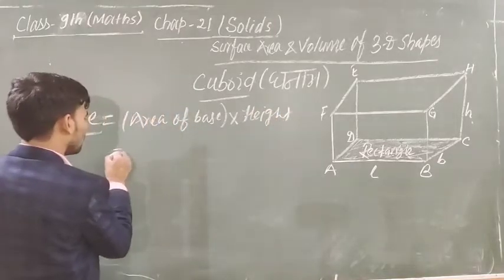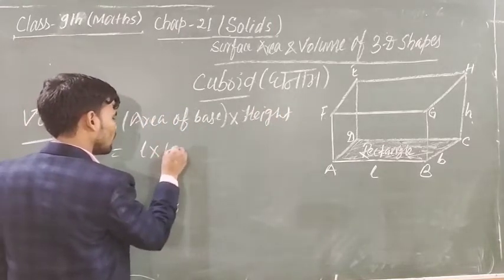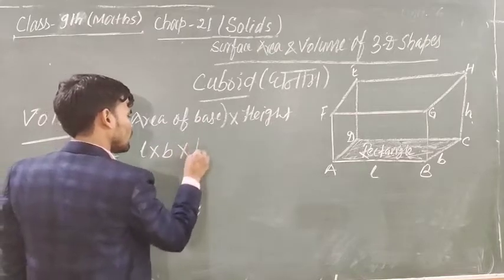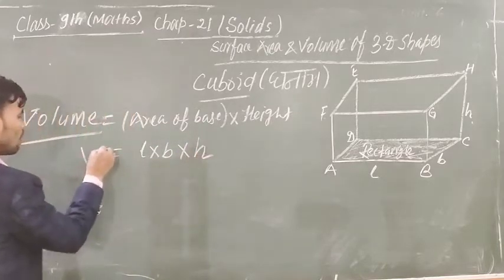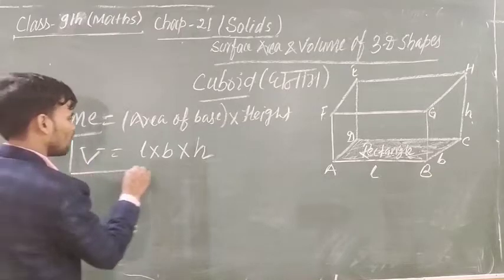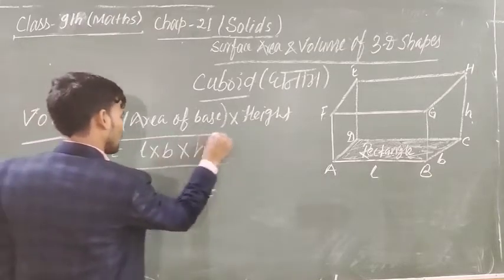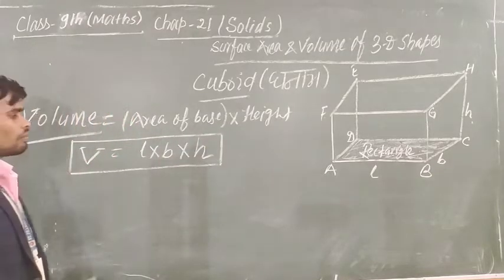So what is the area of base? That is length into breadth, and height is 8. So this is the formula for evaluating the volume of a cuboid. Got it? This is the formula.